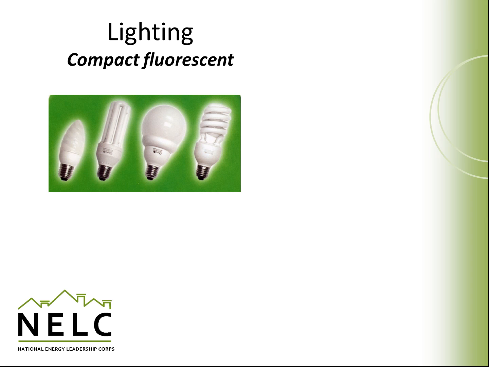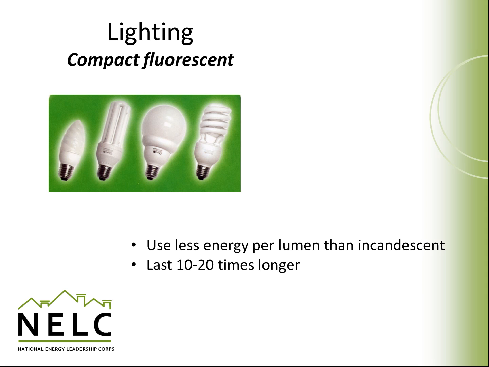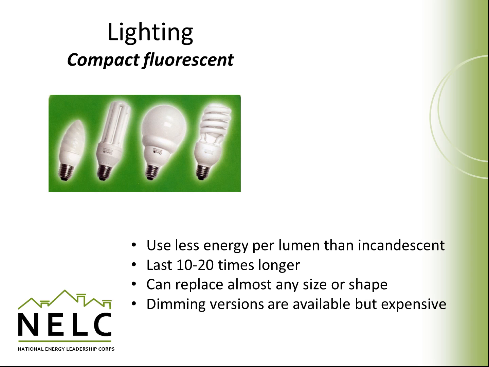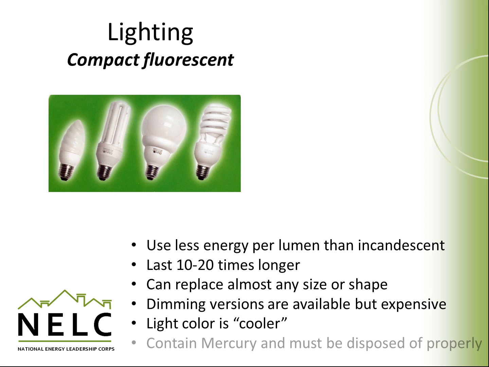Compact fluorescents, or CFL lamps, create light through an electrical arc that reacts to the coating of the bulb to create light. There's a great variety of CFL lamps available with many applications. Some of the important features include the fact that CFLs use much less energy per lumen than incandescent alternatives. They also tend to last 10 to 20 times longer. They can replace almost any size or shape of incandescent, and there are dimming versions available, but they do tend to be more expensive. The light color of CFLs is also cooler or more blue than incandescents, and they do contain mercury and must be disposed of properly.